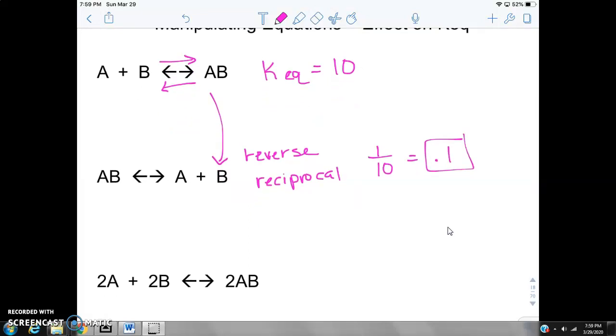Let's look at this last one on the bottom, guys. How did that change? We took everything and we doubled it, the concentrations, we doubled the number of moles. So if you double your coefficients, you need to square your KEQ. So if the KEQ was 10 and now I squared it, the new KEQ is going to equal 100. So if you guys want to do practice on this, you can do page 3 of the worksheet packet.